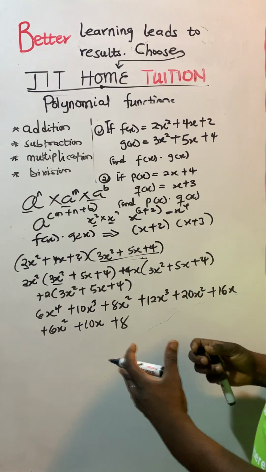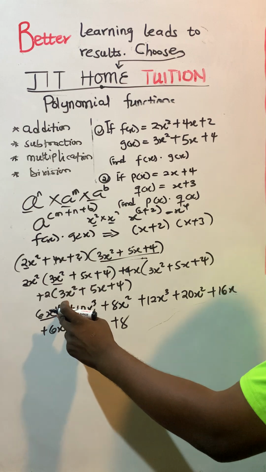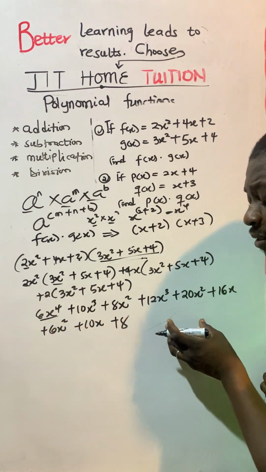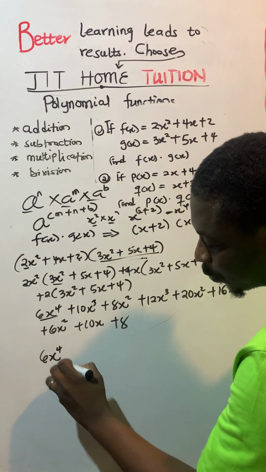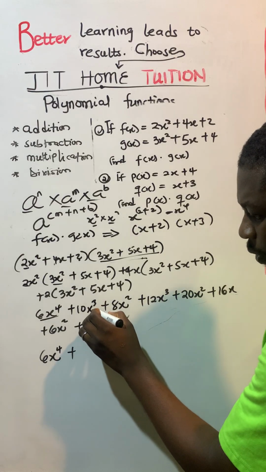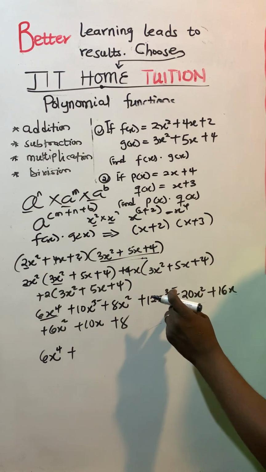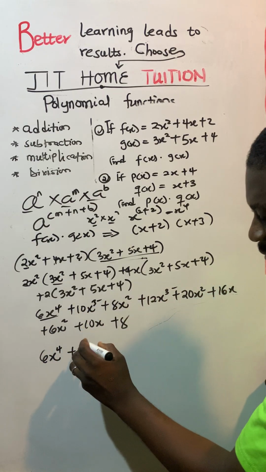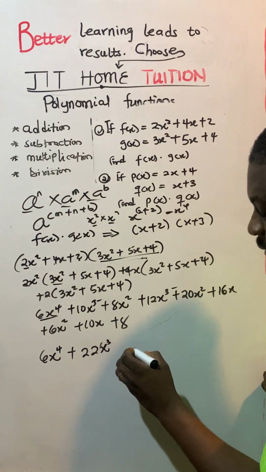So after that, what you're going to do is group like terms. So this is power 4. You ask yourself, is there any power 4 in it again? No, so you write 6x raised to the power 4. Then you come to power 3. This is power 3. Is there any power 3 in it again? You look through, no. So this 10 plus that will give you 22x raised to the power 3.